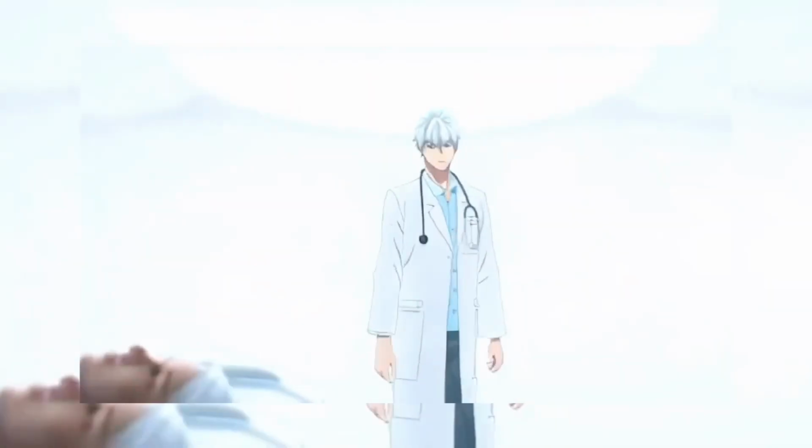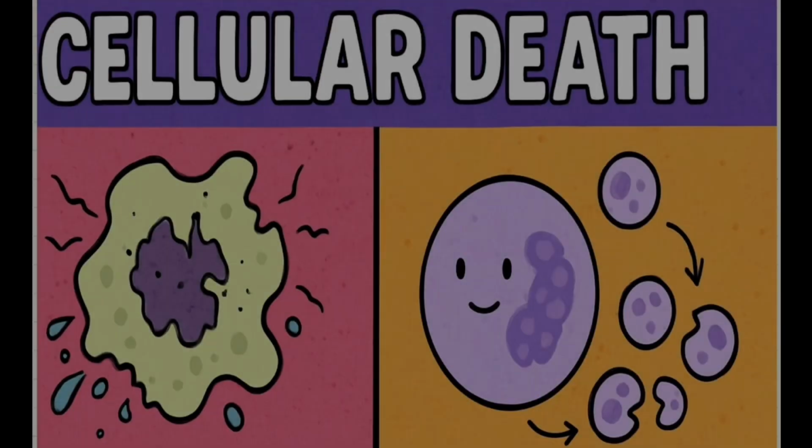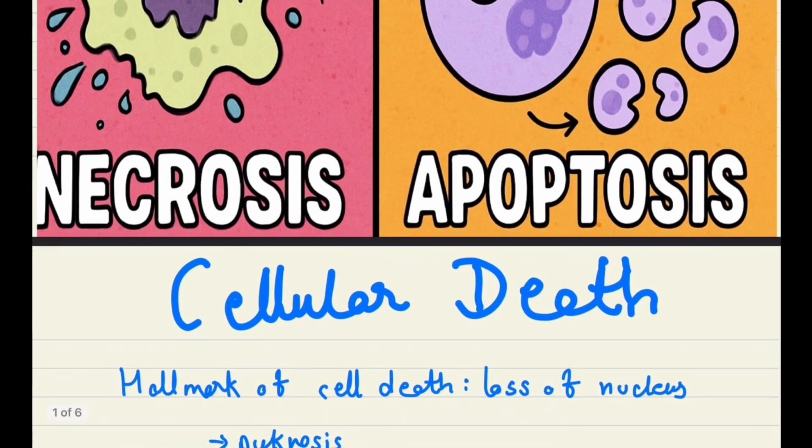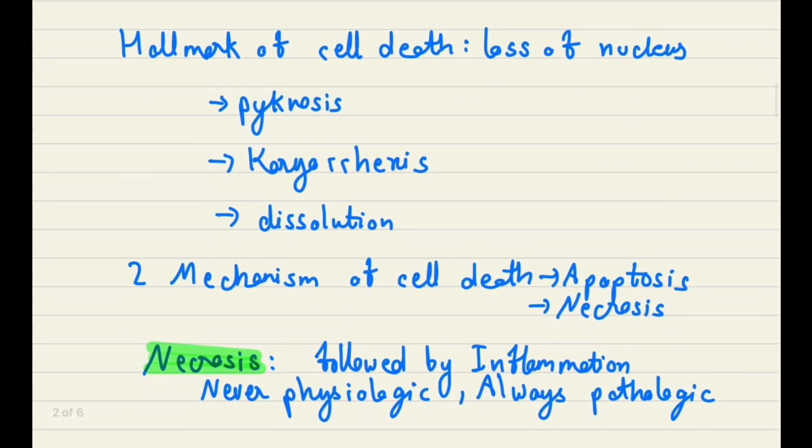Let's start our topic without any further ado. The title of our topic is cellular death. In it we will discuss necrosis and apoptosis. Now, what is the morphological hallmark of cell death? It is the loss of nucleus, which occurs by three processes.